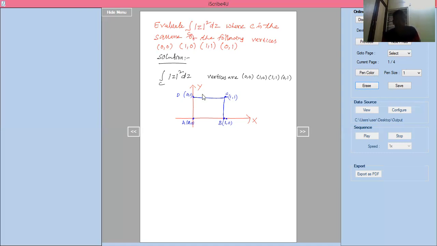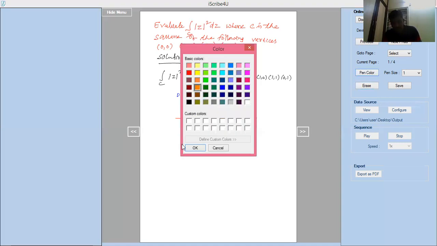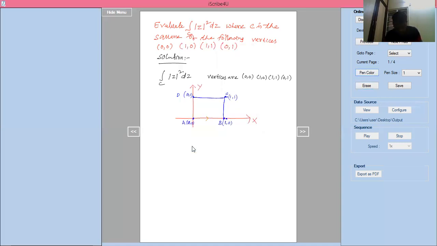Now here, along the curve means I'll go in this direction. First I'll go in the AB direction. This is the AB direction, this is the BC direction, this is the CD direction, and this one should be the DA direction. So it is AB, BC, CD, DA.